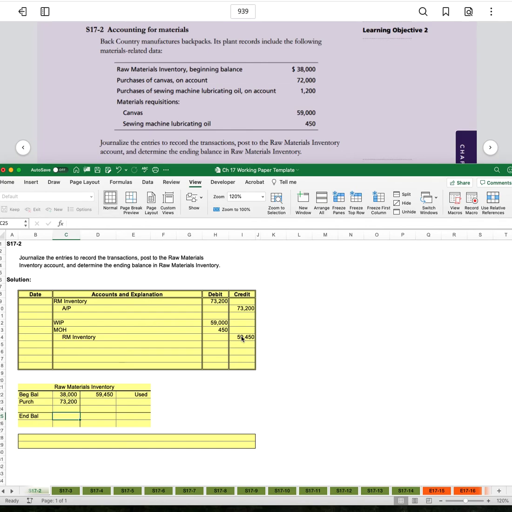And then we can use that to determine the ending balance. So our debits added together minus our credit gives us an ending balance of $51,750. And so this determined the ending balance in raw materials inventory account. That is our answer, $51,750.